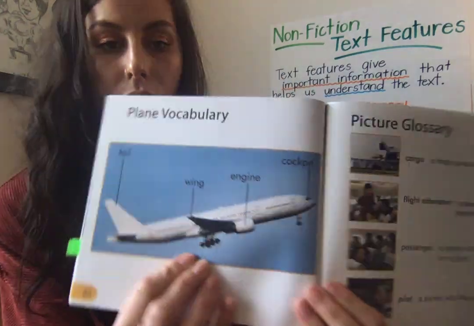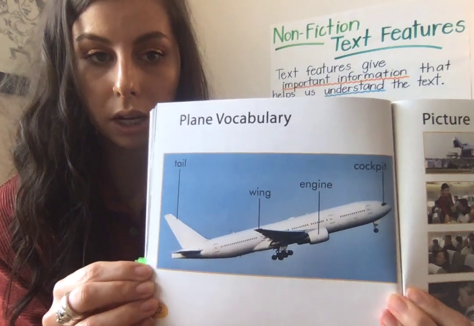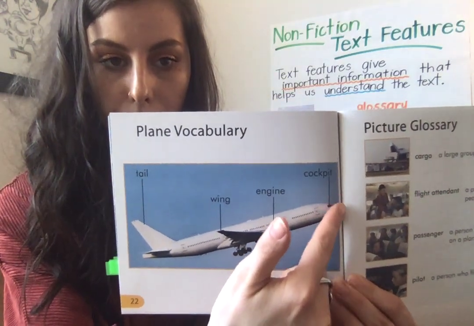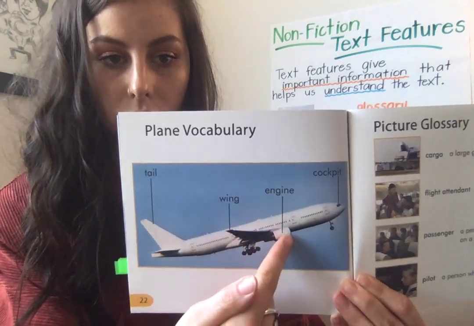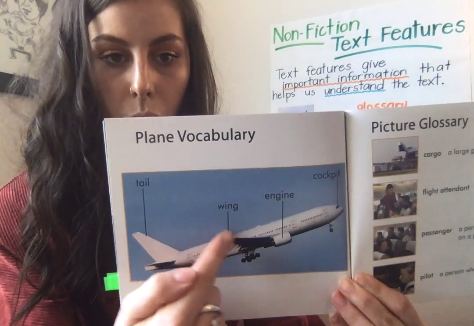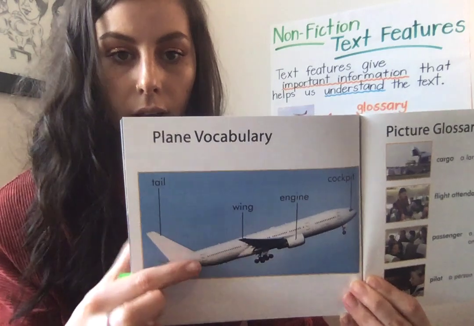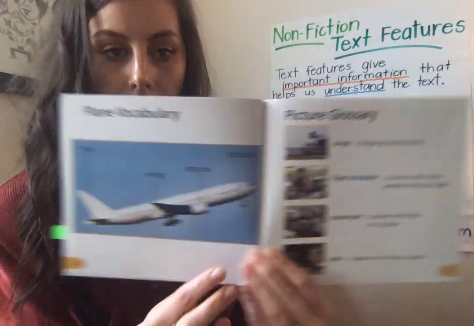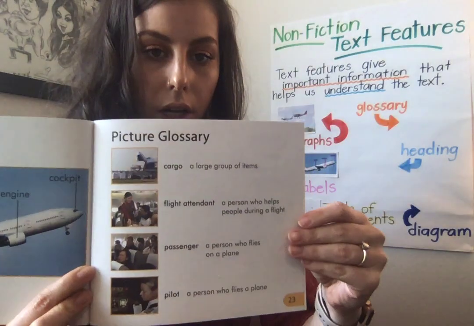And then this is that page with all the labels. Plane vocabulary, and it has the cockpit. The cockpit is where the pilot sits. The engine right here. The wings right here. And the tail right here. And next is the picture glossary.